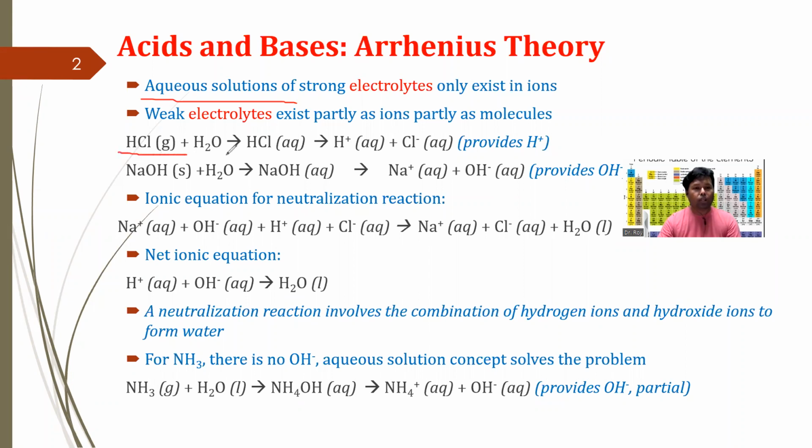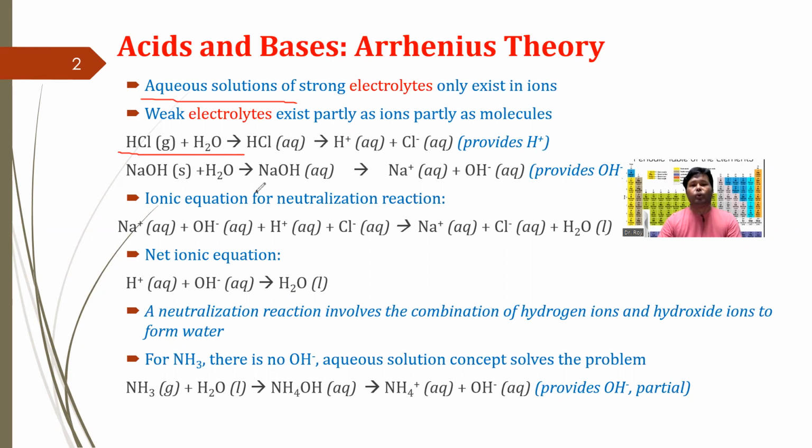But when we dissolve some strong electrolyte like sodium hydroxide or hydrochloric acid, HCl, in water, this is a strong electrolyte. So when it is dissolved into aqueous solution, we will have all the ions, H plus and Cl minus. If we had previously 100 hydrochloric acid molecules, we will have 100 H plus and 100 Cl minus, exactly equal, completely dissociated or ionized.